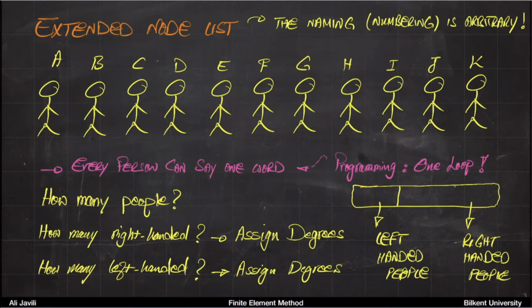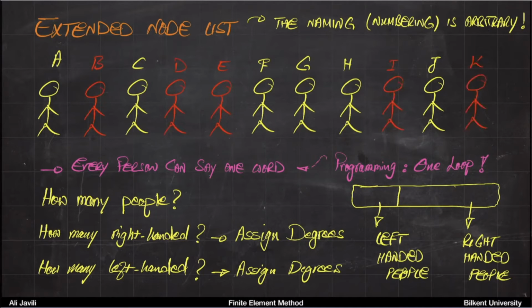Let's say this guy is right-handed, the B. Maybe these two are right-handed. And then maybe these two are right. Oh, well, this one is right-handed and the last one is right-handed. Okay, so the right-handed people are red.